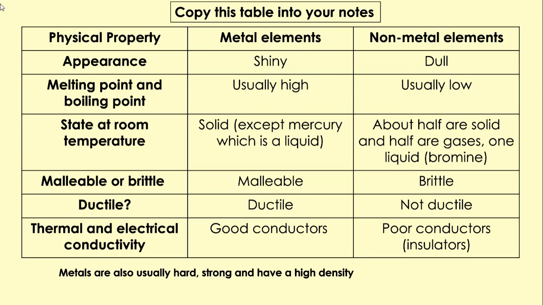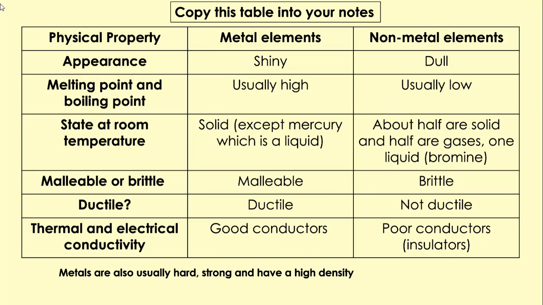So in terms of malleable or brittle, metal elements tend to be malleable, whereas non-metal elements tend to be brittle. And metal elements tend to be ductile, whereas non-metal elements tend to be not ductile. Now, in terms of conductors, both heat and electricity, metal elements tend to be good conductors, and non-metal elements tend to be poor conductors or insulators.